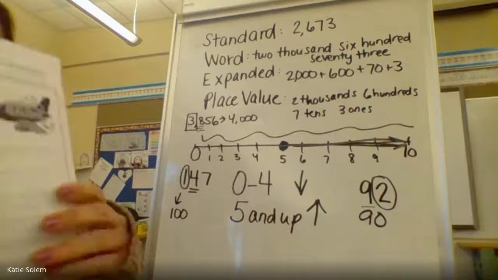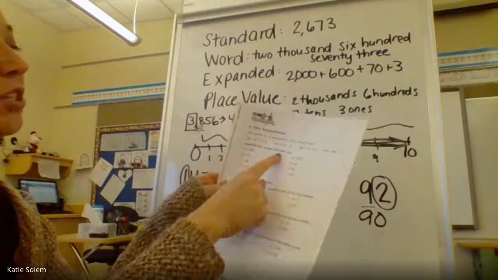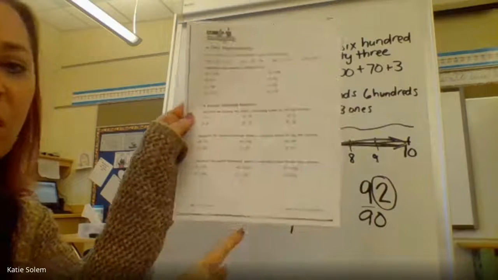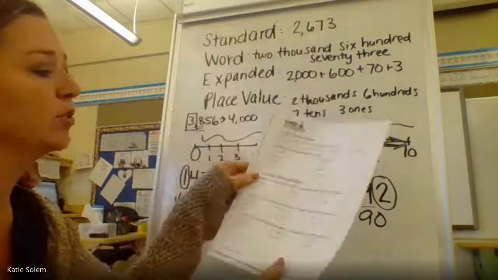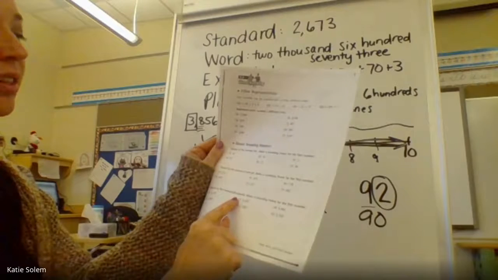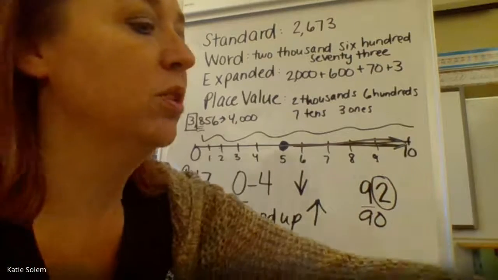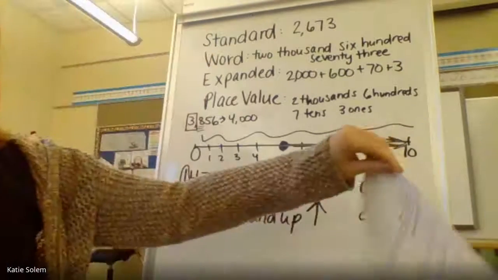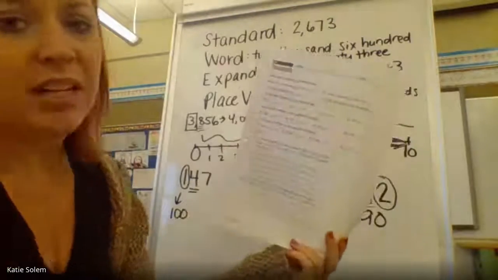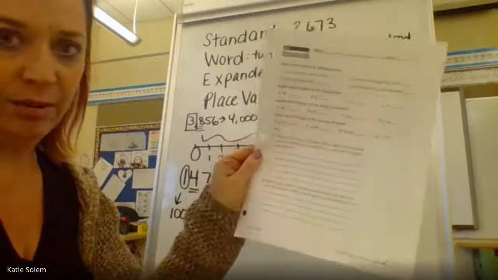On the next page of your packet, it says represent each number in different ways. So it's different ways of showing the number. And then you need to do some rounding at the bottom. Round to the nearest 10, round to the nearest 100, round to the nearest 1,000. The last thing that you need to do today for your math work is, the next page says 3-8 homework. And it's just basically doing a review of what we just did.